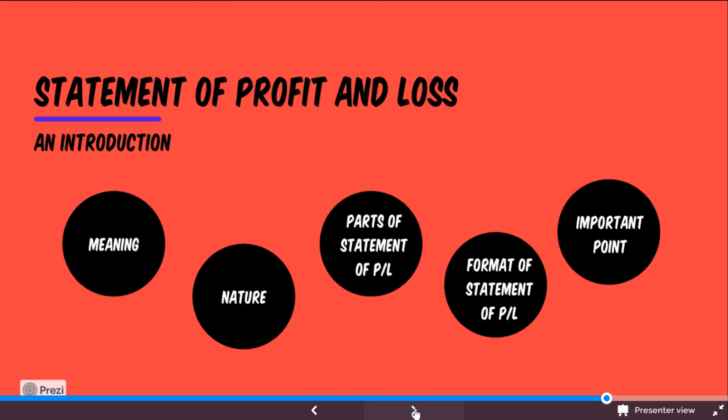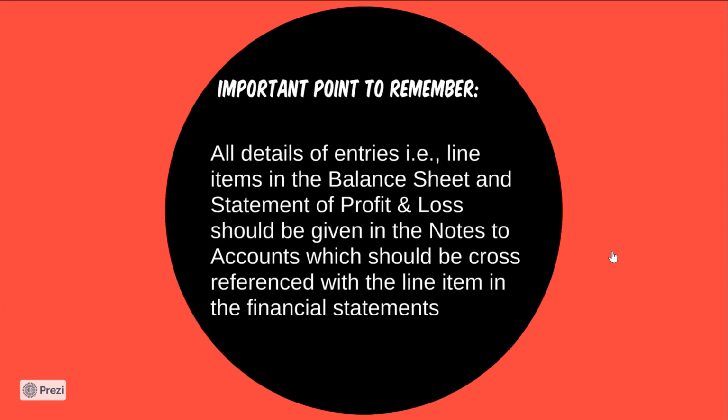So we've seen the format of the statement of profit and loss. As we saw in the balance sheet, we need to remember an important point, that all the details of entries, that is the line items, both in the balance sheet as well as the statement of profit and loss, should be given in the notes to accounts, which should be cross-referenced with the line item in the financial statements. So against each item, only one amount should be shown, whether it's the balance sheet or the statement of profit and loss. And how we arrived at that amount against that item, the details of those should be specified in the notes to accounts for the balance sheet as well as a statement of profit and loss.